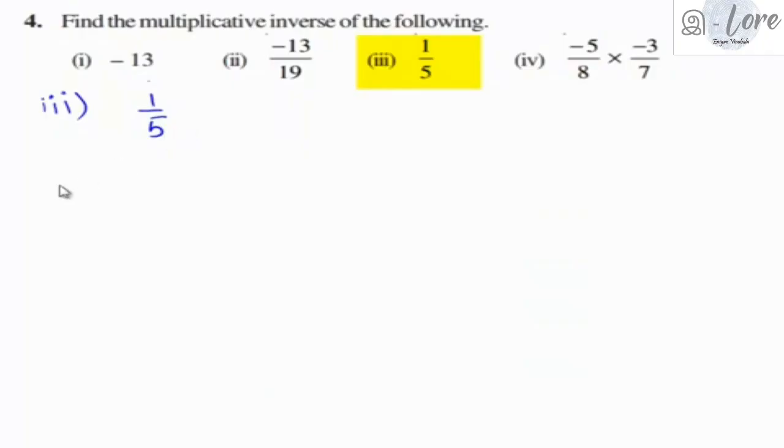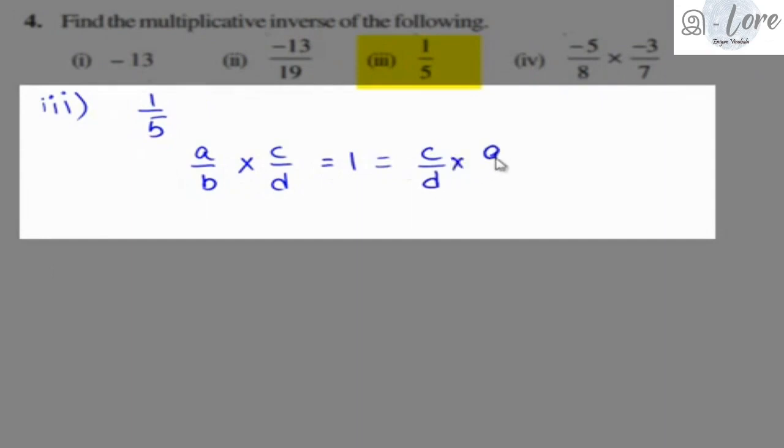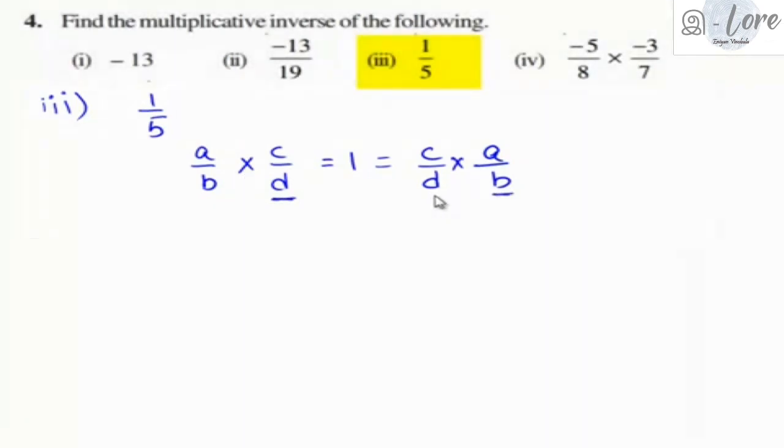Okay, now we can go to the next question. We have to find the multiplicative inverse of the rational number 1 by 5. For every non-zero rational number a by b, there exists another non-zero rational number c by d, such that a by b into c by d is equal to 1, which is equal to c by d into a by b. Here c by d is the multiplicative inverse of a by b and a by b is the multiplicative inverse of c by d.